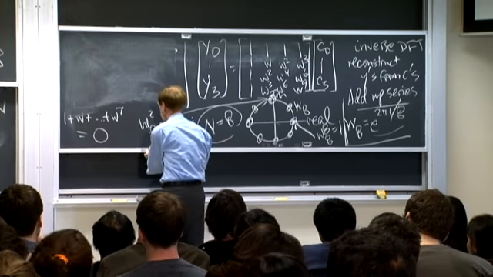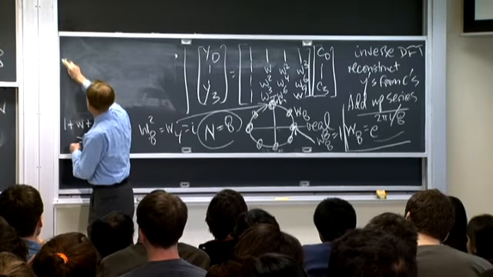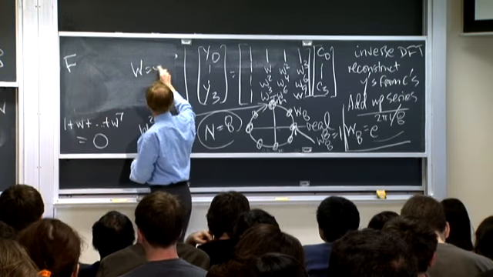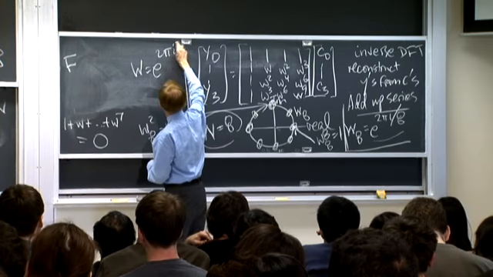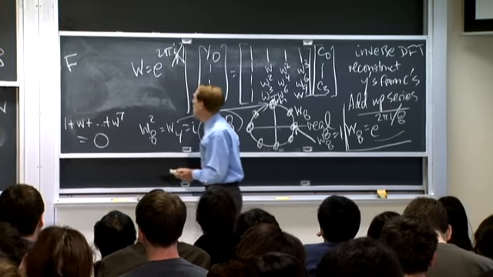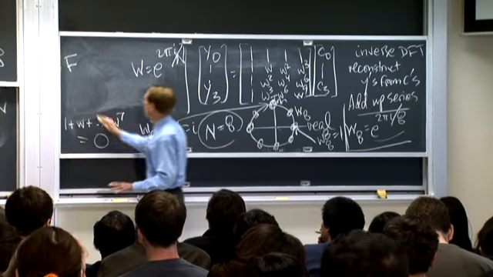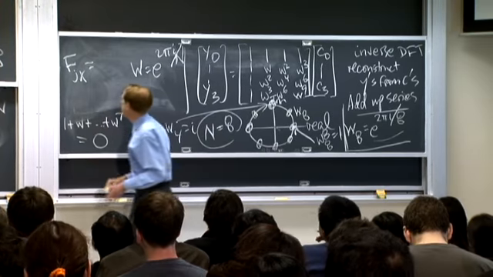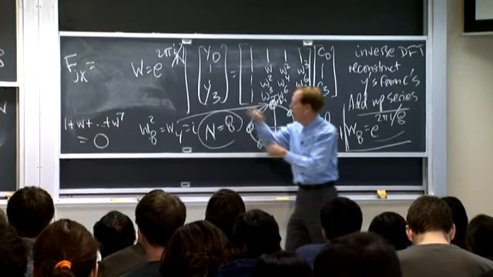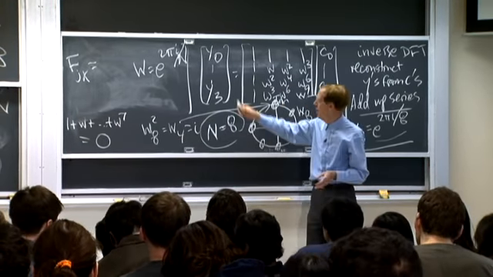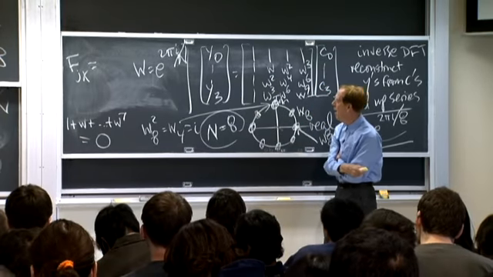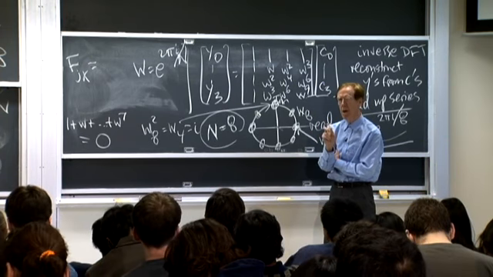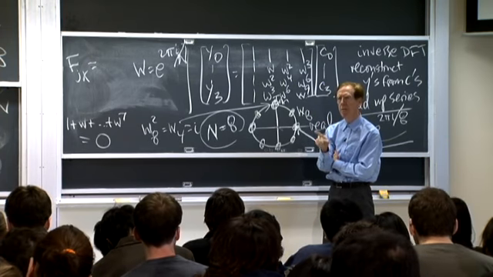I'll put it on this board. F has powers of W. W is e to the 2 pi i over n. And what power has it got in the j, k position? So now you're going to see a formula for these entries. Only you have to let me start the count at j and k equals 0.